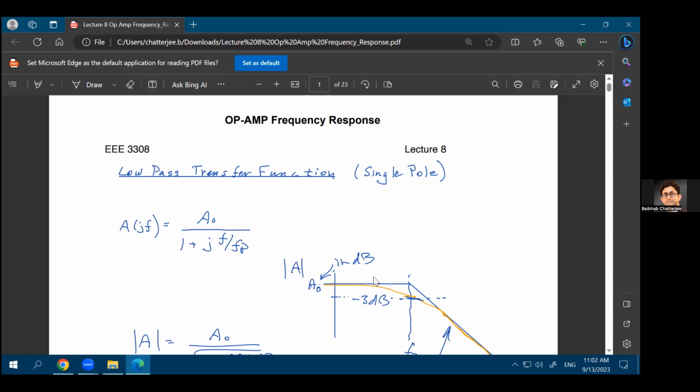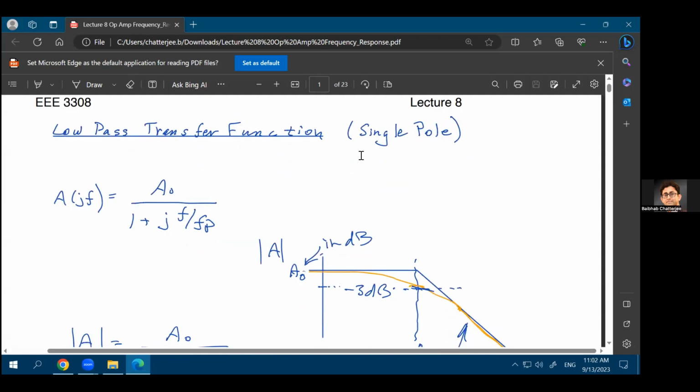So now with this idea in mind, let's see what we have in the handout. A low pass transfer function, when you have a single pole, is A of, now you already know that j omega is basically your s, and omega is equal to 2 pi times f. In this case, we are just referring to it as a function of j times f, or basically a function of frequency, and that will be given by A naught divided by 1 plus j times f over fp.